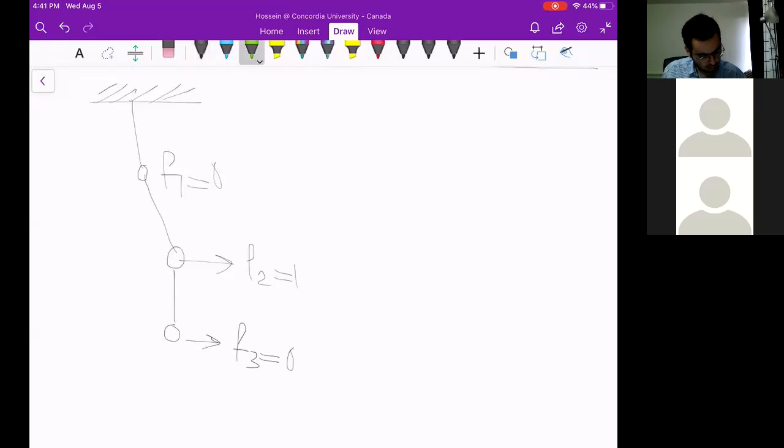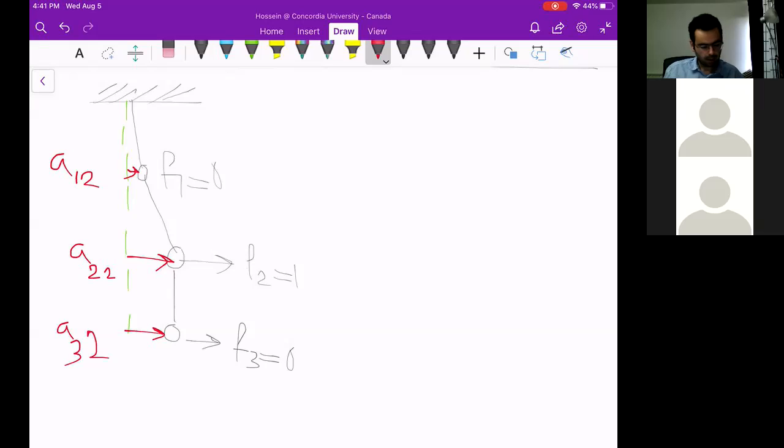If you take it, immediately you could draw a conclusion that these two are the same. So this is A12, due to unit force at 2. This is A22, displacement at 2 due to unit force at 2. Displacement at 3 due to unit force at 2. Immediately you could draw a conclusion that A22 is equal to A32 at first shot.